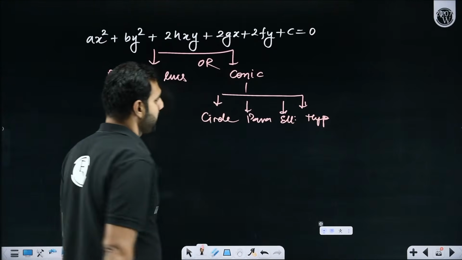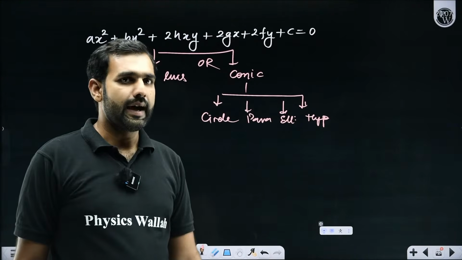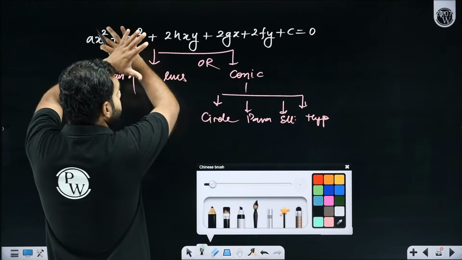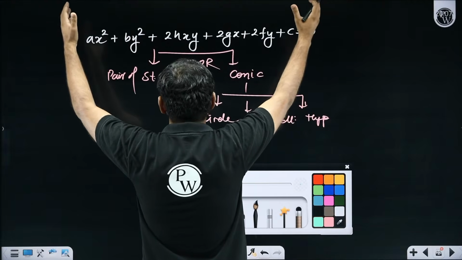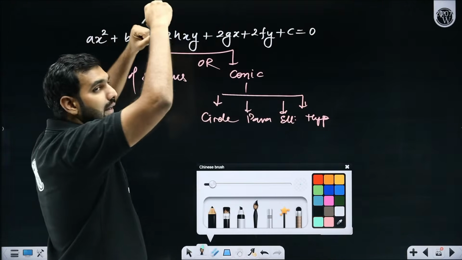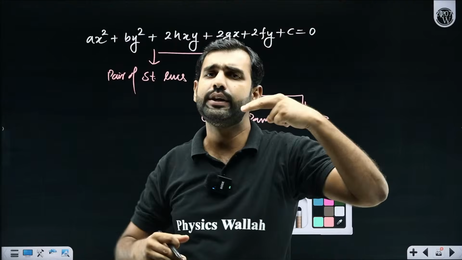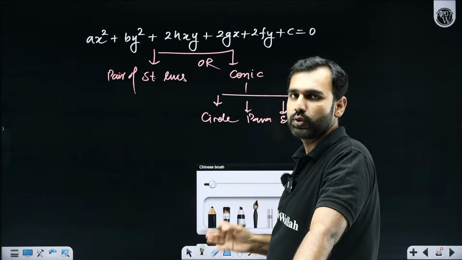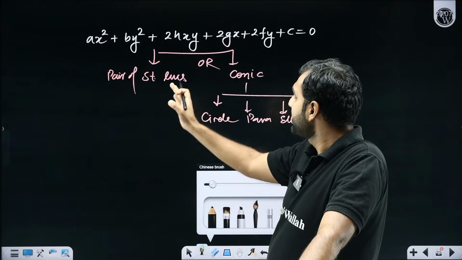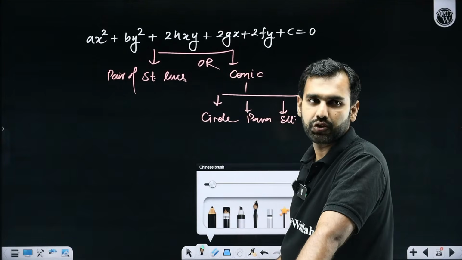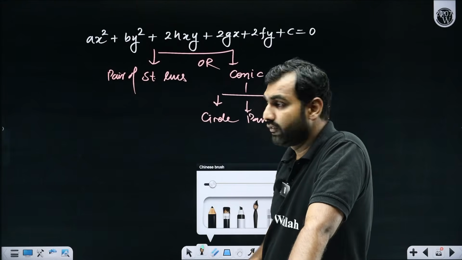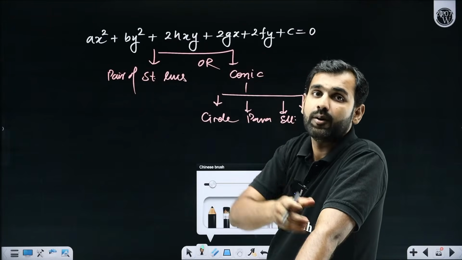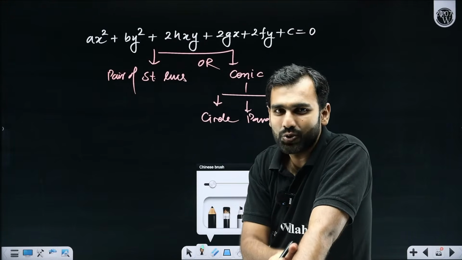Do you remember that? But let's say I ask you to find out whether this second degree equation in two variables represents a pair of straight lines or a conic. Can you tell me that by just looking at this equation? Then I'll tell you yes, without even solving it further or simplifying it further, you still have an approach. What is that approach here, students?